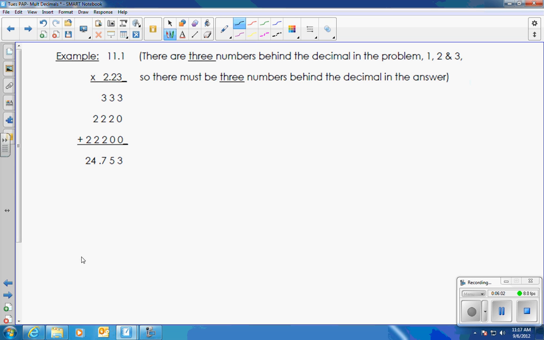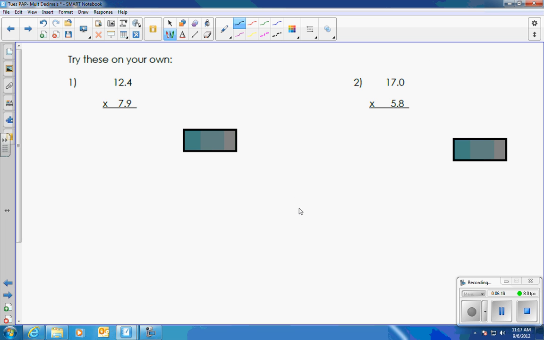Here's another example that you can go back and look at. We'll just talk about the decimal places for now. This is 1, 2, 3 decimal places. So we had 3 decimal places in our answer. Notice this number was 3 digits, so there were 3 columns. You should be familiar with that from when learning to multiply earlier.